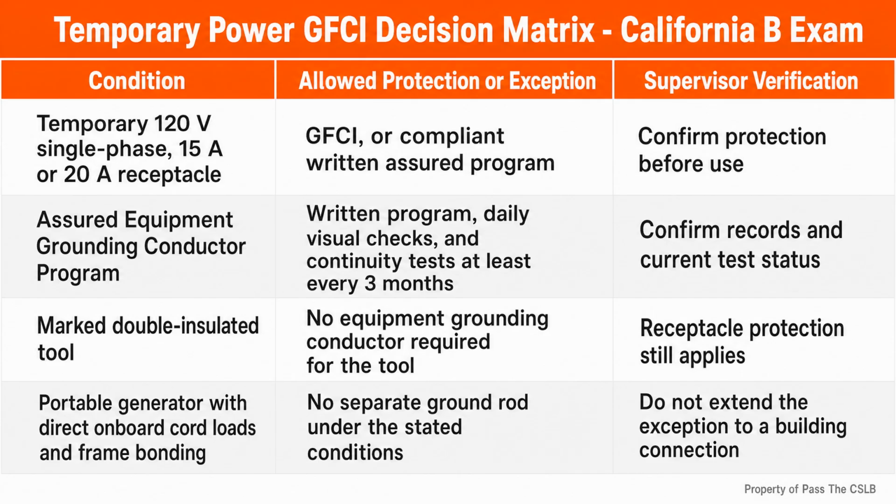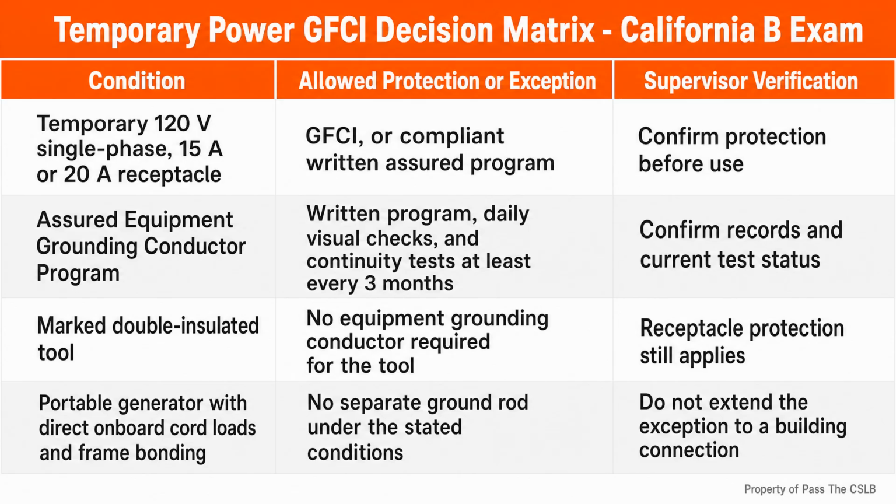Portable generators create another common confusion. Under the California rule described in the source material, a portable generator frame does not require a separate grounding electrode when the generator supplies only cord and plug connected equipment through receptacles mounted on the generator, and the non-current carrying metal parts are bonded to the frame. That condition matters. I would not turn the generator exemption into a universal statement that generators never need grounding electrodes. The source-backed rule is narrow. It addresses a portable generator serving direct cord and plug loads from its own receptacles with the required frame bonding.